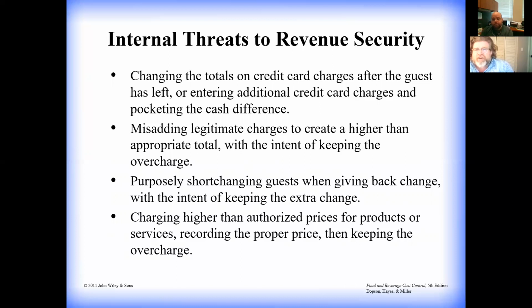Shortchanging guests, that's entirely possible. It's like they pay you, they're due back $15 and change, and you give them $14 back and keep $1.